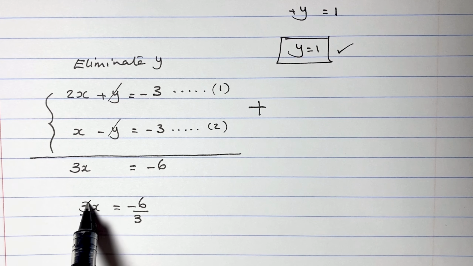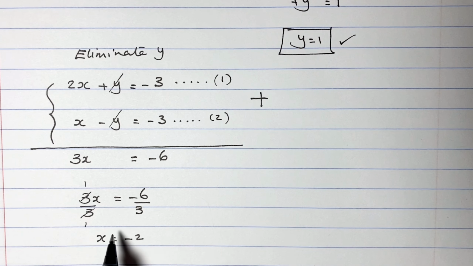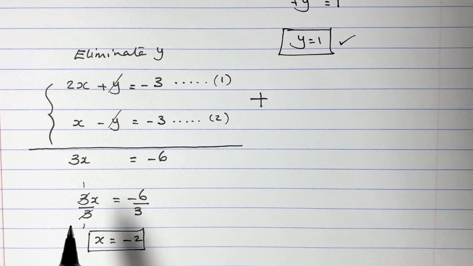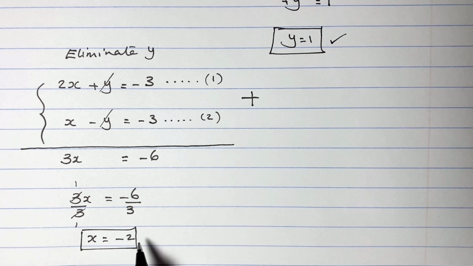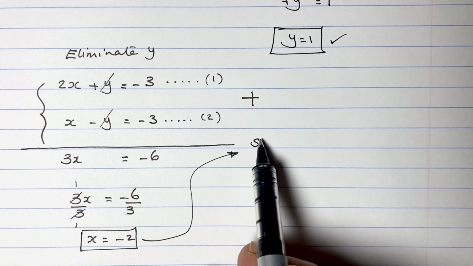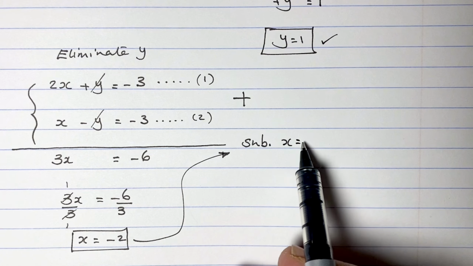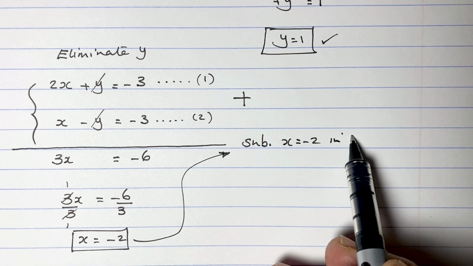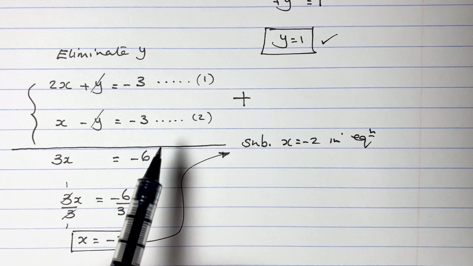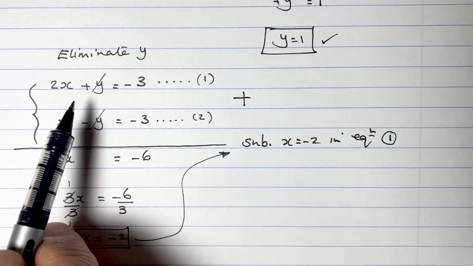If you cancel 3 and 3, x equals minus 2. Once you find one of the letters, finding the second letter is very simple. We use a substitution. So it says substitute x equals minus 2 in the equation of your choice, equation 1 or equation 2. Say equation 1.